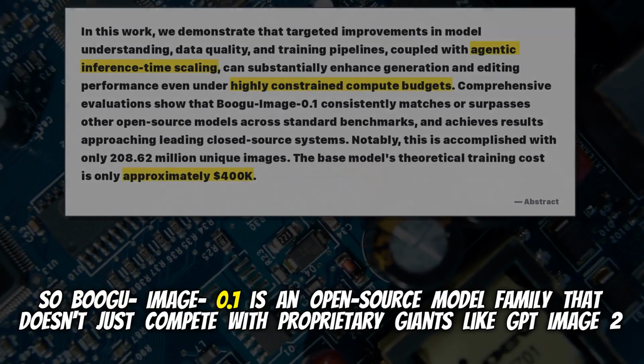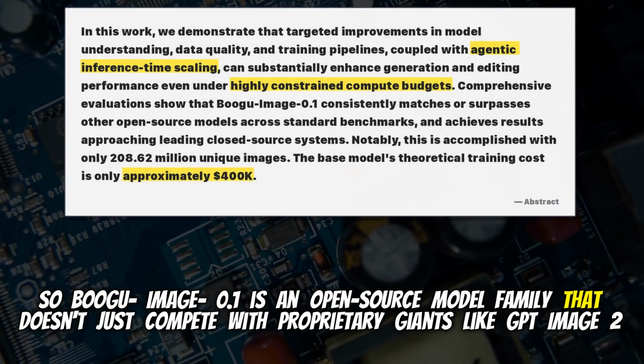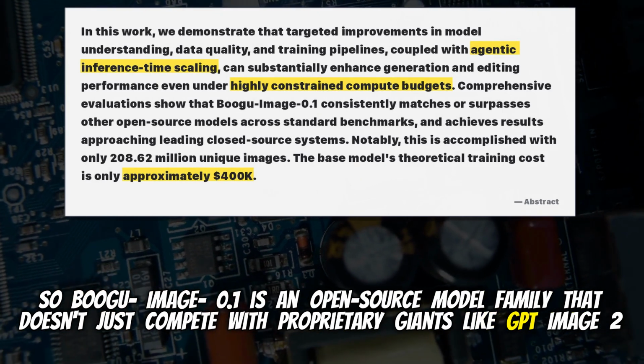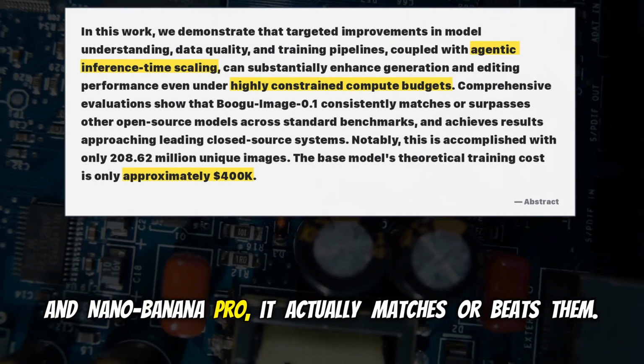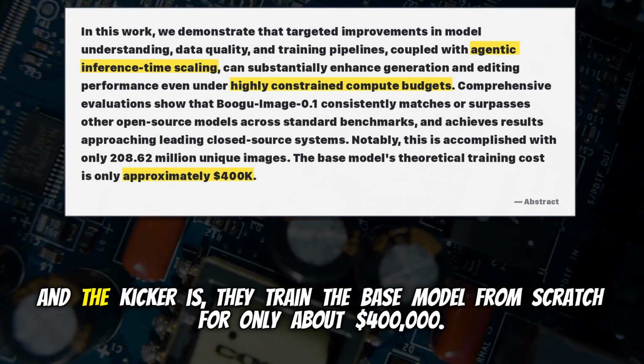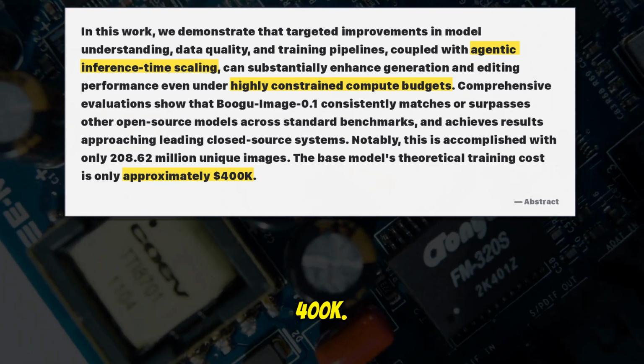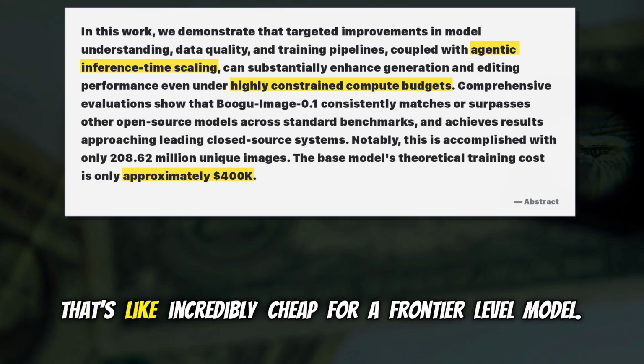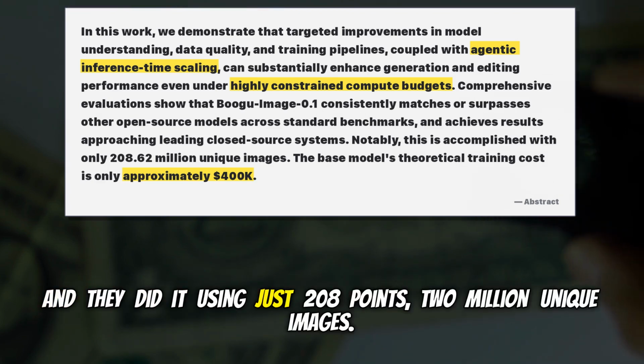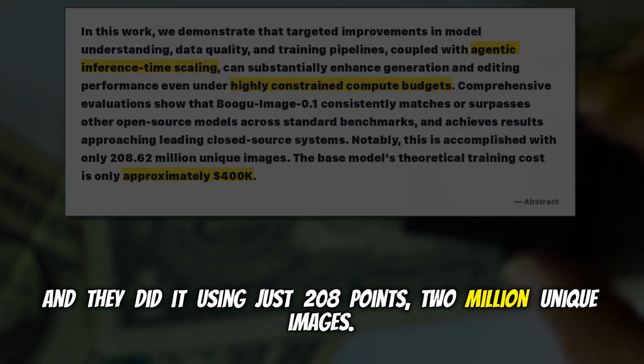Exactly. So Boogu-Image-0.1 is an open source model family that doesn't just compete with proprietary giants like GPT-Image-2 and Nano Pro, it actually matches or beats them. And the kicker is they trained the base model from scratch for only about $400,000. Wait, $400K? That's incredibly cheap for a frontier level model. It is. And they did it using just 2 million unique images.